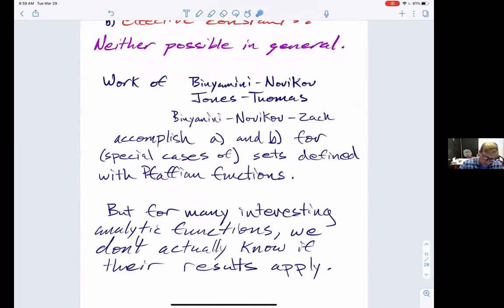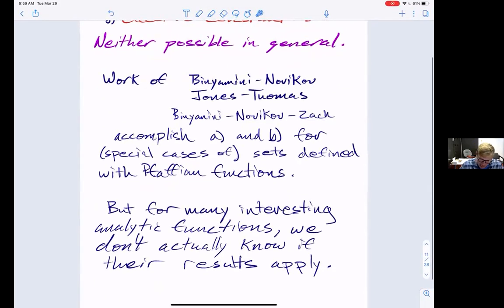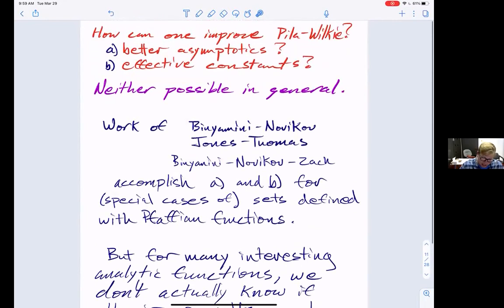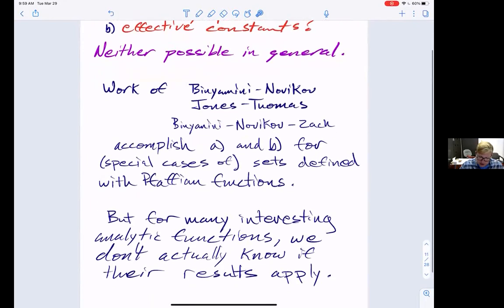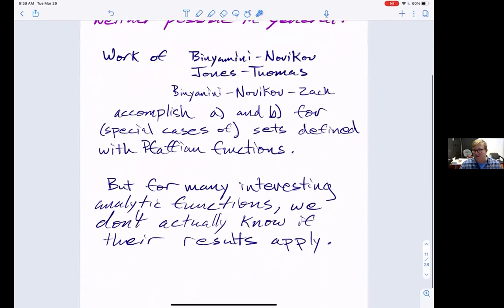But work of Gal Binyamini and Dmitry Novikov, Gareth Jones and Margaret Thomas, and really recent work of Binyamini and Novikov, also with the student Zach, do this. They accomplish better asymptotics and effective constants in the Pila-Wilkie theorem. And they do this for certain sets defined by Pfaffian functions. But it's impossible to tell for which analytic functions those apply, because we don't know which analytic functions are Pfaffian.